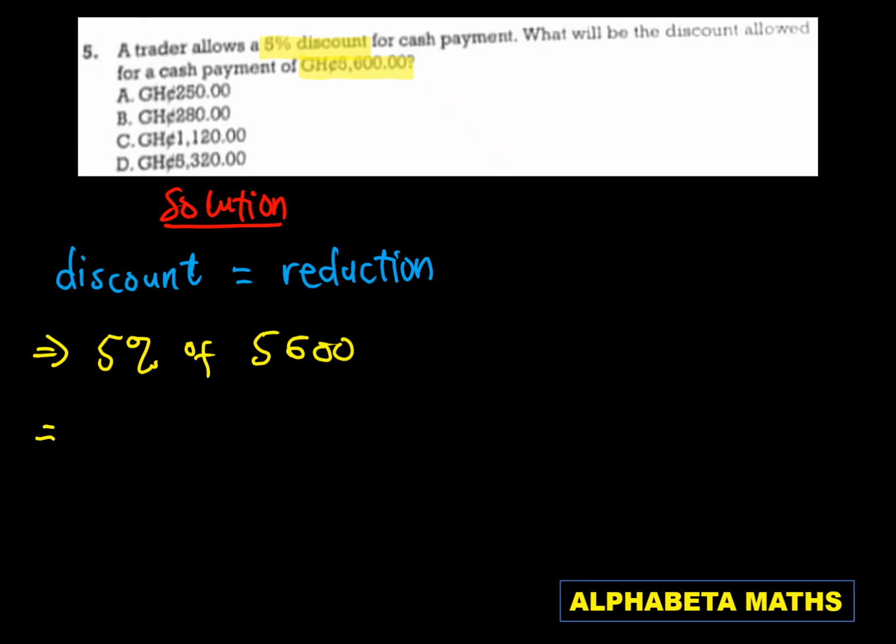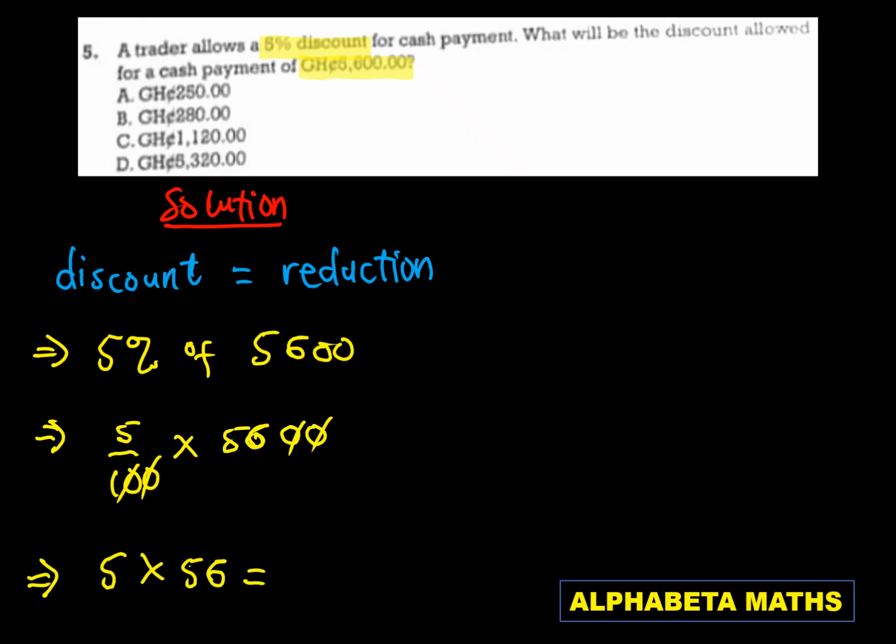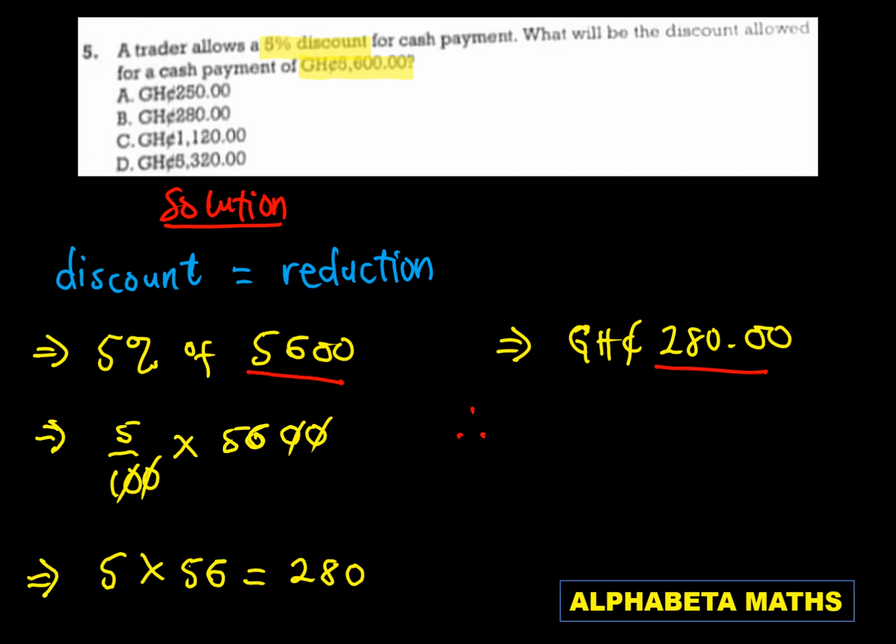5,600. So 5% is the same as 5 over 100 multiplied by 5,600. So this 0 and this 0 cancel. 5 times 56 is giving us 280. So this means that the discount amount is 280 Ghana cedis. Therefore, this becomes the amount that will reduce the original amount of 5,600 cedis.